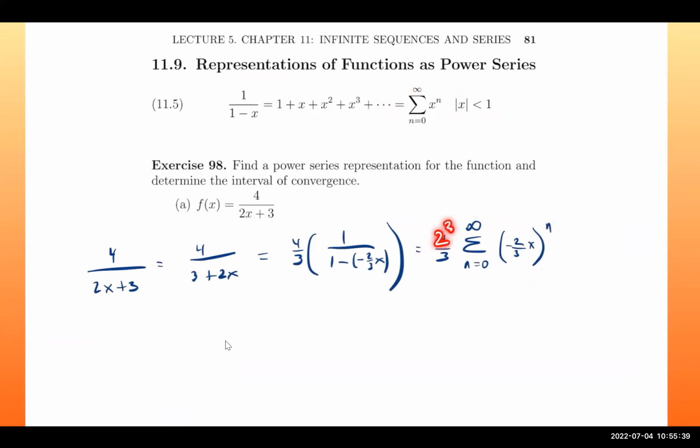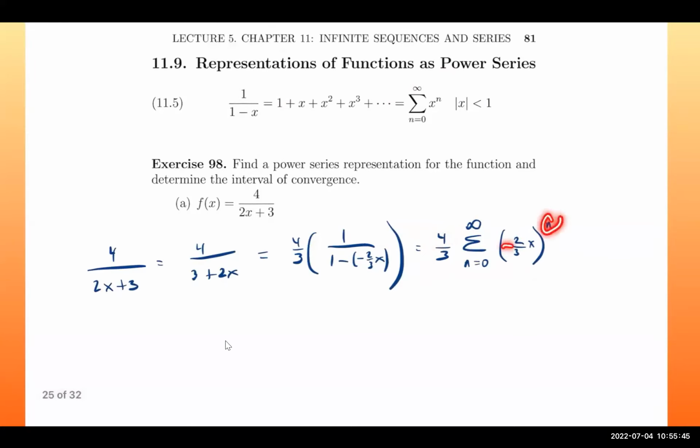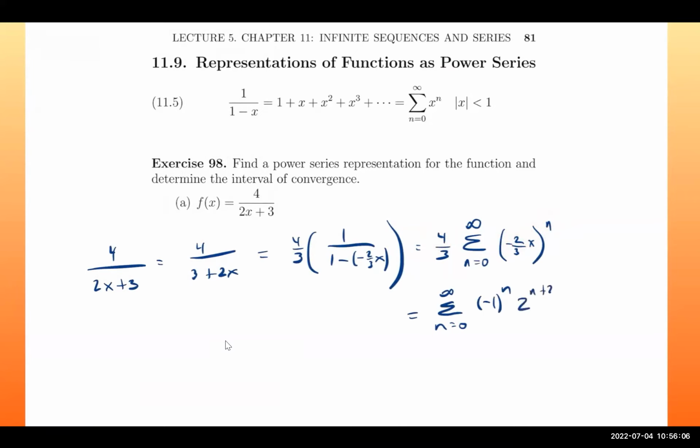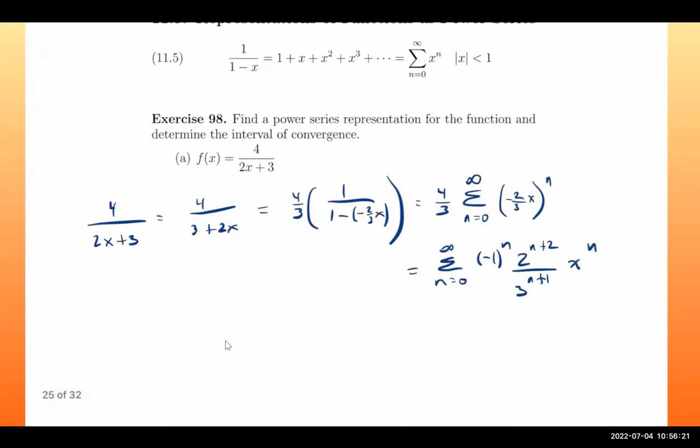All right, now we can actually rewrite that. This is really 2 squared, and this is 2 to the nth, and we can also take out the negative 1 to the nth power and write that separately. So this is going to look like this. Negative 1 to the nth. So I took care of this negative to the nth. The 2 to the nth plus the 2 over here is going to look like 2 to the n plus 2. And then the bottom, you have an additional 3 over here, so it's going to be 3 to the n plus 1. And then you still have the x to the nth power.